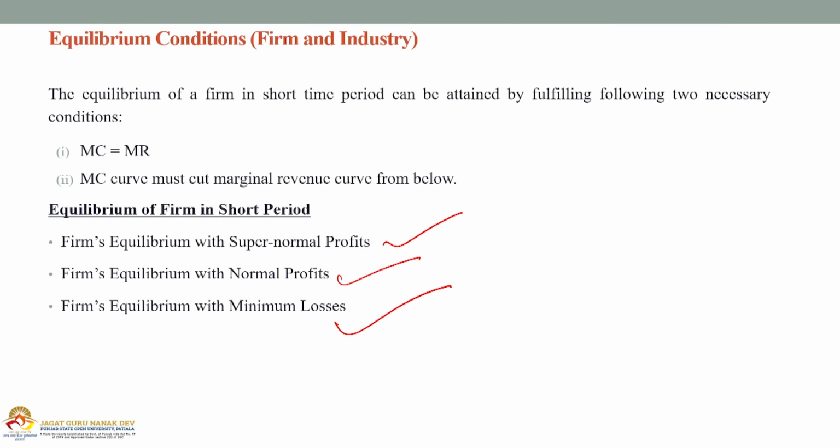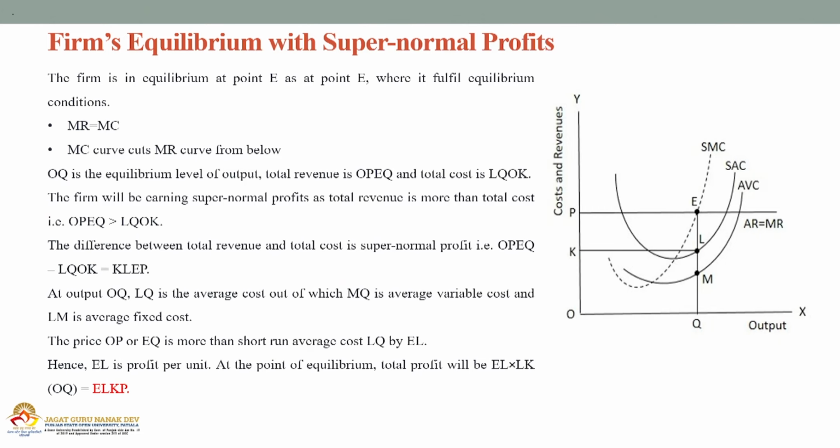Next is minimum losses. Equilibrium of firm at minimum losses. Minimum losses where firm is below the normal profits. It means revenue is less than the cost. Cost is more. And whenever there will be losses, minimum losses, few firms will exit the industry. When few firms will exit the industry, automatically situation of normal profit will be attained. Let's discuss these one by one diagrammatically.